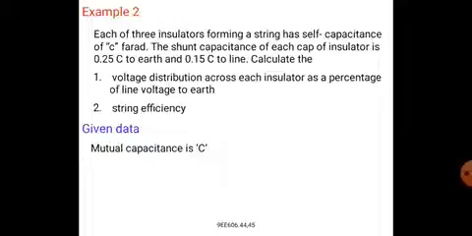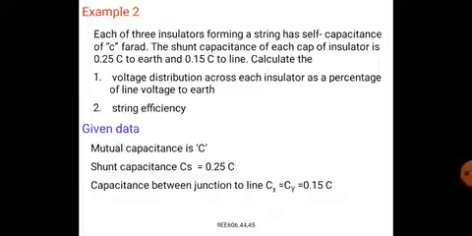The given data: the mutual capacitance is C. The shunt capacitance CS is equal to 0.25 C. The capacitance between junction and line, that is Cx equal to Cy, is equal to 0.15 C.